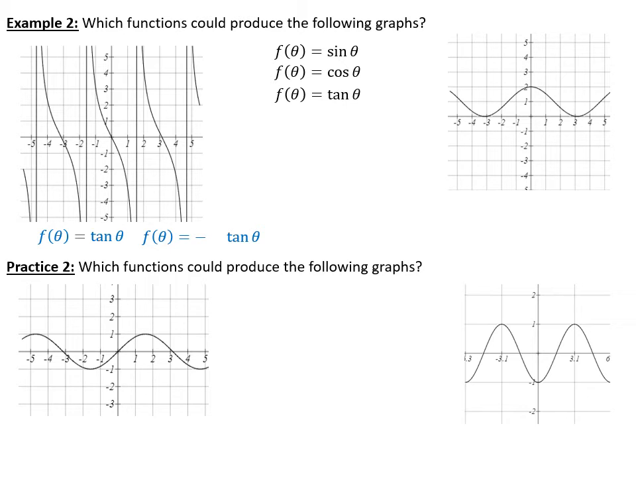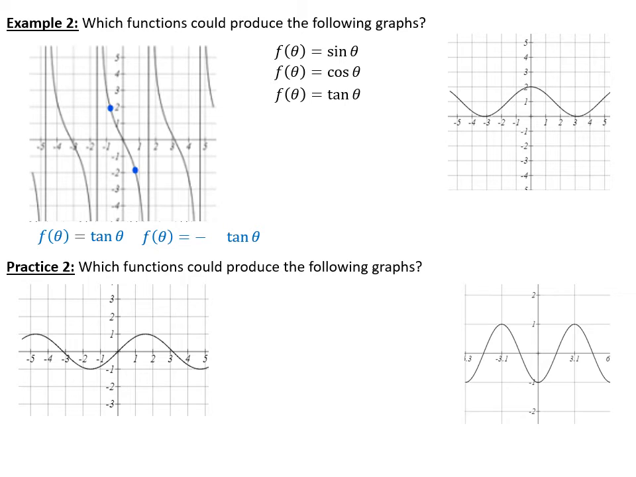And then couple values, it looks like we're hitting at 2 and negative 2. That means we stretched it vertically instead of hitting at 1 and negative 1, so negative 2 tangent of theta. The one on the right, well, if I'm starting at 0 for the x, it kind of looks like a cosine function. And then it looks like the basic cosine function just shifted up 1. So that's just cosine of theta plus 1.